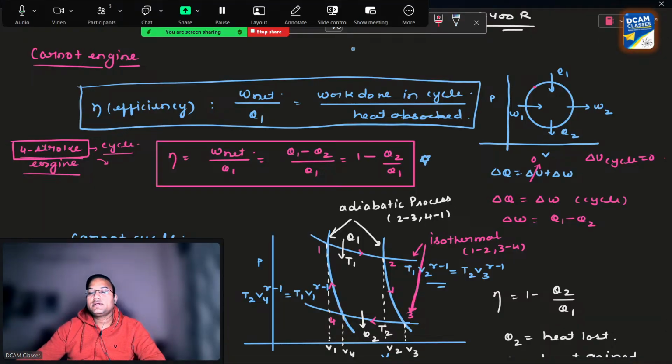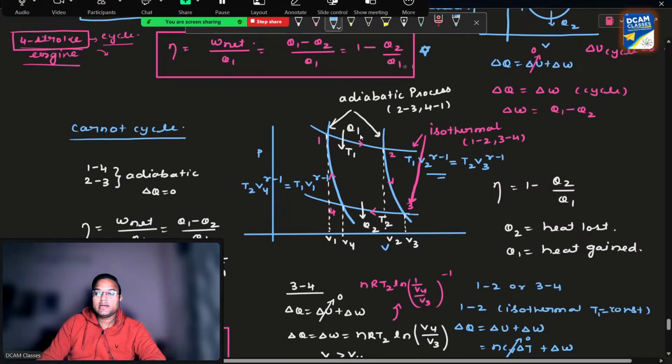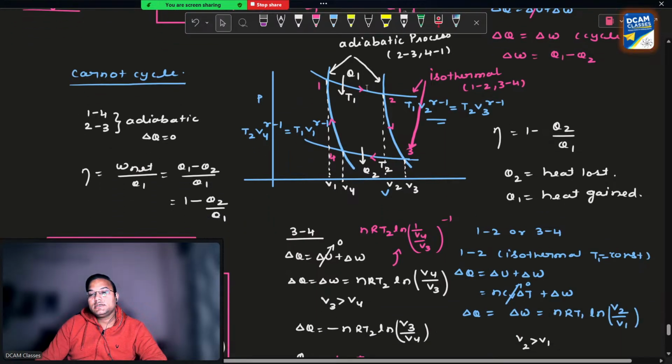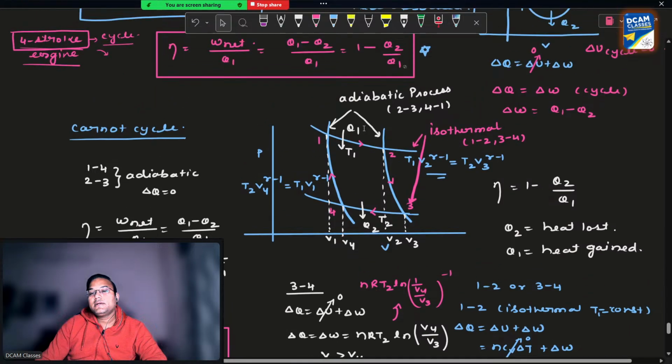So coming to our Carnot cycle. Carnot cycle is supposed to have the maximum efficiency that is achievable. It is again a cycle, but what are the four different processes involved in the Carnot cycle? The four different processes are: 1 to 2 is an isothermal process. Look carefully. 1 to 2 is an isothermal process.